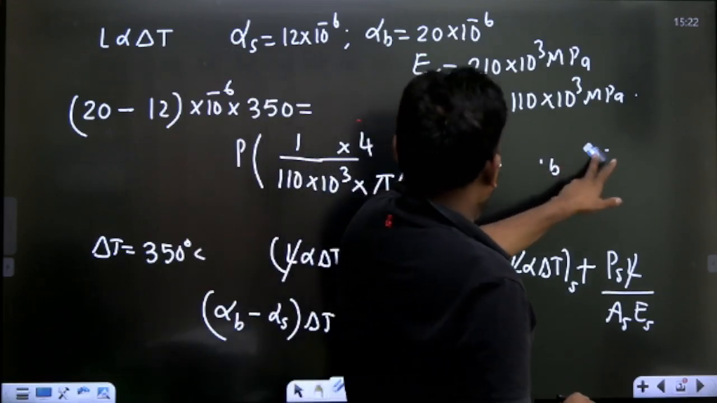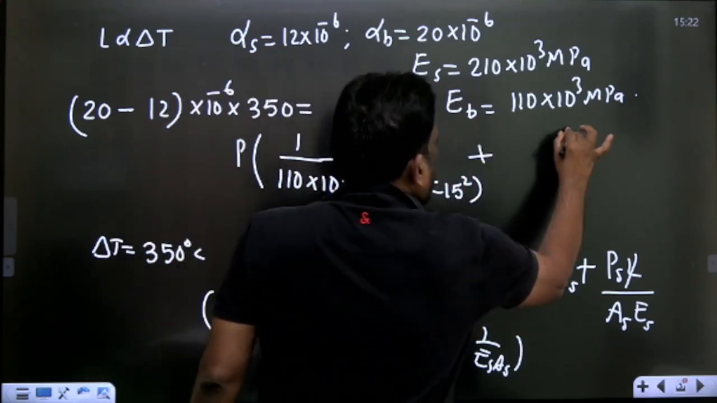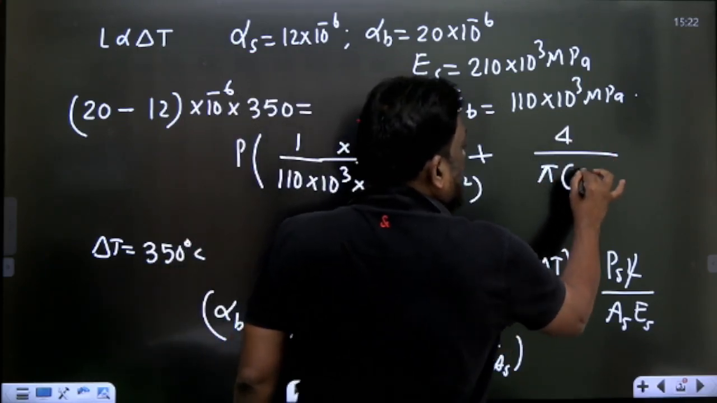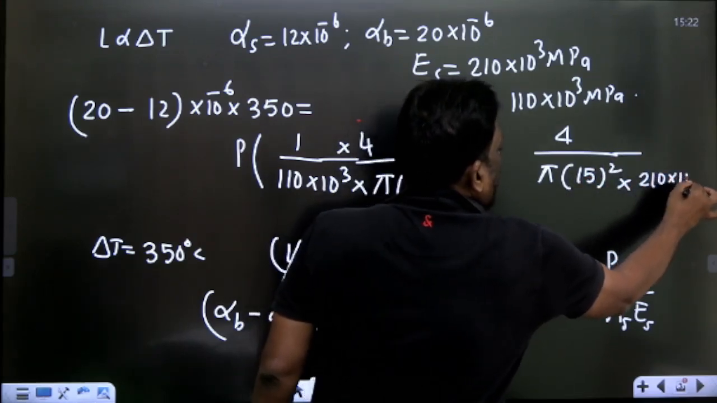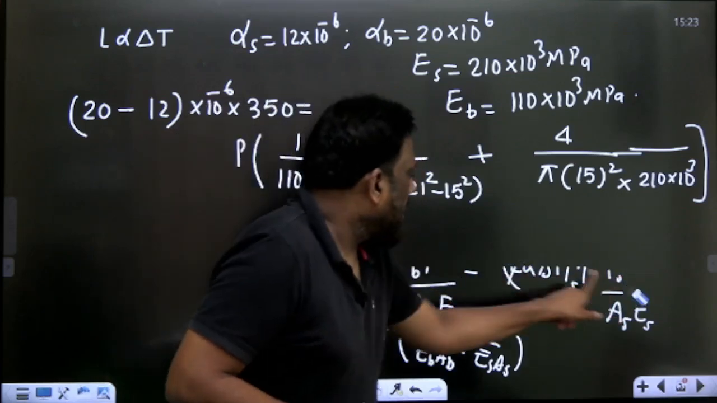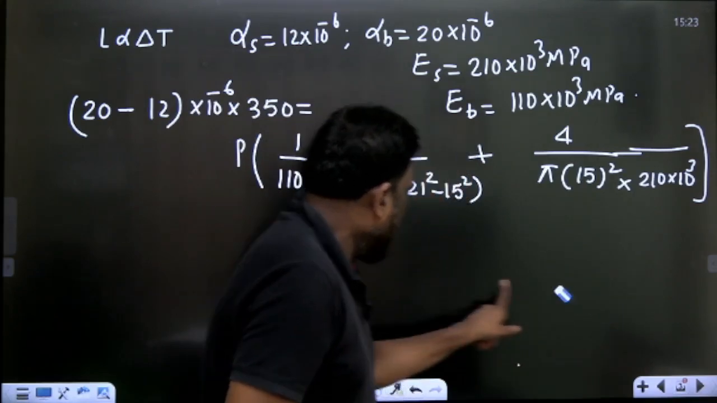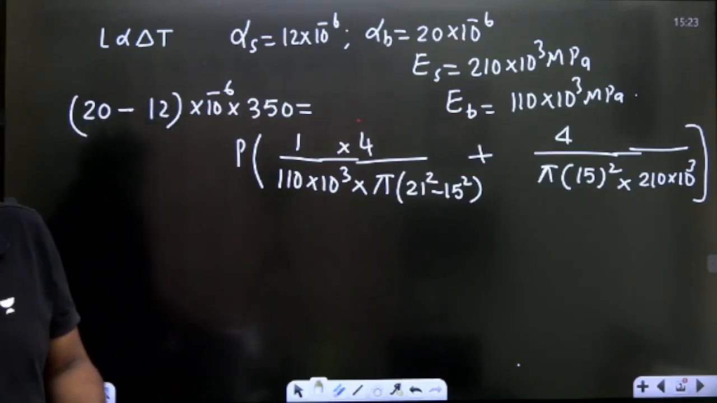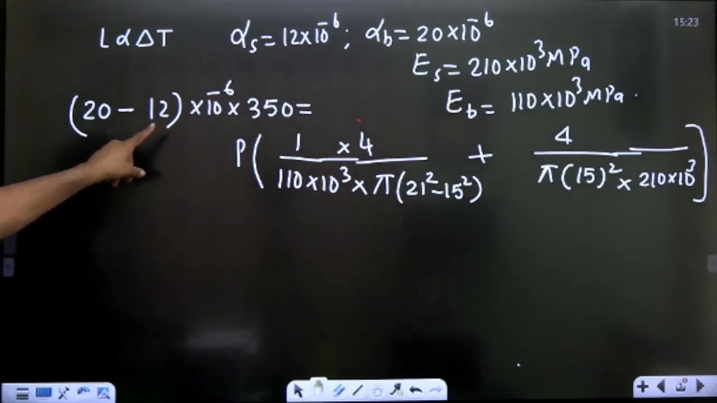So now plus 1 by AS ES. What is AS? Pi by 4, the steel rod diameter is 15, into ES which is 210 into 10 power 3. If you calculate this value, I have made the calculation, so without wasting time I directly write the value. Let me check once. The value is, one second. So how much is it coming?